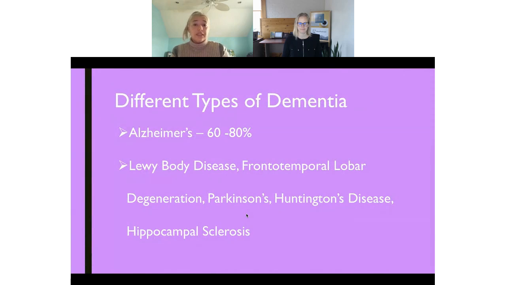So there are many different types of dementia. Again, Alzheimer's being the lead, it accounts for 60 to 80% of dementia. And some other types of dementia are Lewy body disease, frontotemporal lobar degeneration, Parkinson's, which is a common one, Huntington's disease, and hippocampal sclerosis. These are all neurodegeneration, neural degeneration of the brain.